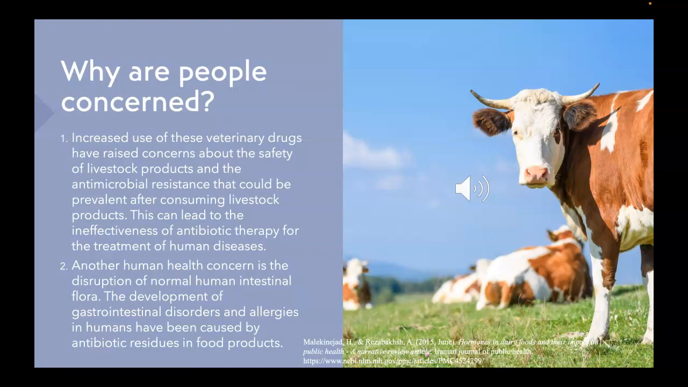Why are people concerned? The increased use of these veterinary drugs have raised concern about the safety of livestock products and the antimicrobial resistance that could be prevalent after consuming these products. This can lead to ineffectiveness of antibiotic therapy for the treatment of human diseases. Another human concern is the disruption of the normal human intestinal flora. The development of gastrointestinal disorders and allergies in humans have been caused by antibiotic residues in food products.